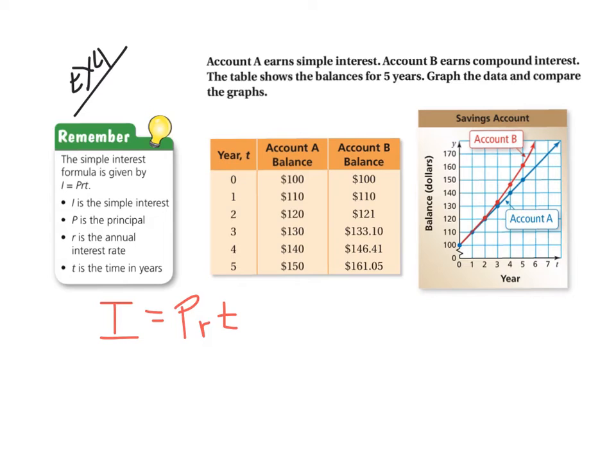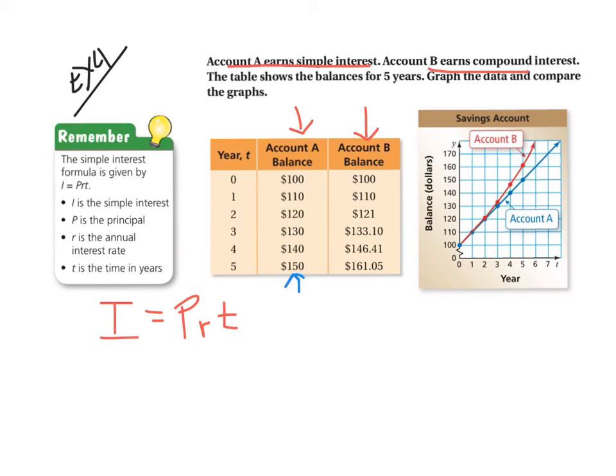So it says, in this case, account A earns simple interest. So simple interest is written I equals PRT, and you plug in each part. And you can see that they've already done the balances for you. Account B earns compound interest. You can see that they've done the balances for you there as well. So you need to see what the difference is between each of these.